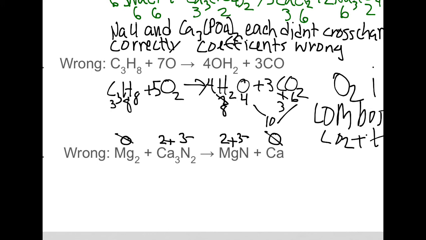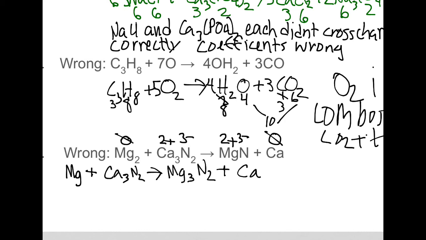So first off, I know magnesium is not one of my diatomics, so it's just Mg. And then I've got my calcium nitride. That looks like it was correct. Magnesium and nitrogen, though, is not correct. So I see Mg3 and 2. And calcium is one of my monatomic friends. So I see my nitrogens are the same. I have 3 here. In order to get 3 here, I need a coefficient of 3. 2 nitrogen, 2 nitrogen, 3 magnesium, 3 magnesium.